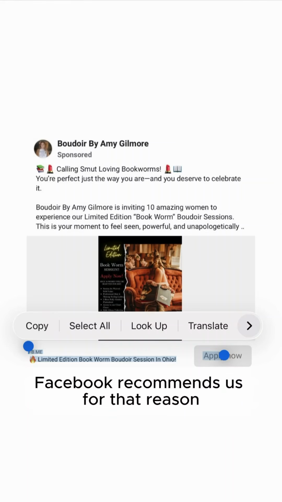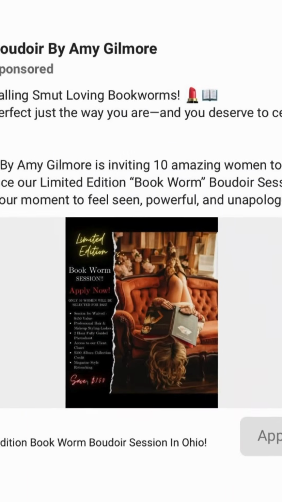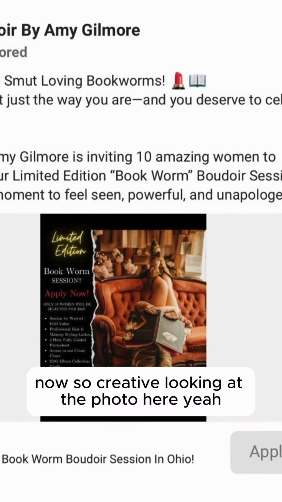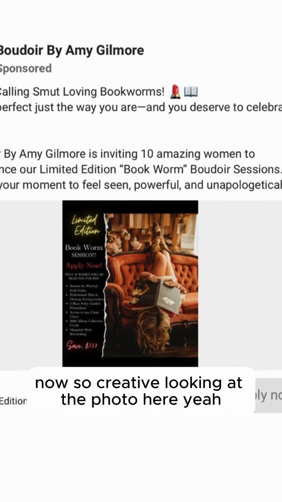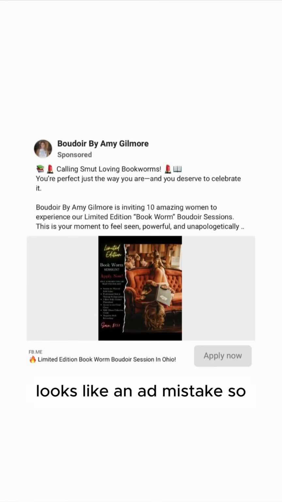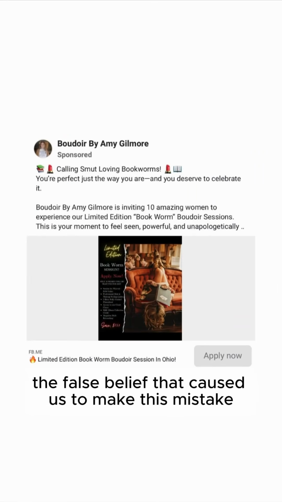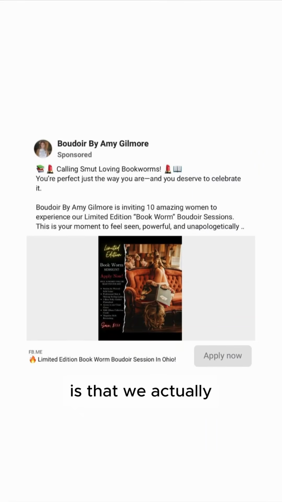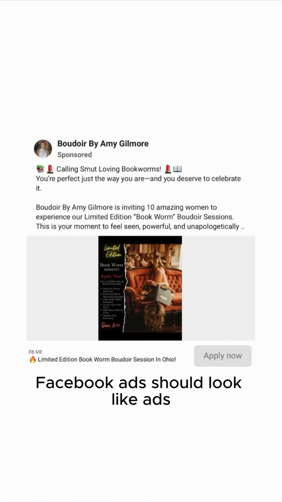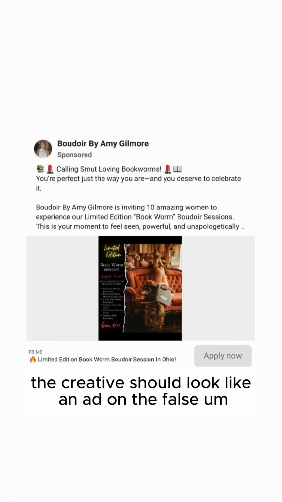So we never want to follow what Facebook recommends us for that reason. Now, creative, looking at the photo here, it looks like an ad mistake. The false belief that caused us to make this mistake is that we believe that Boudoir Facebook ads should look like ads. The creative should look like an ad.